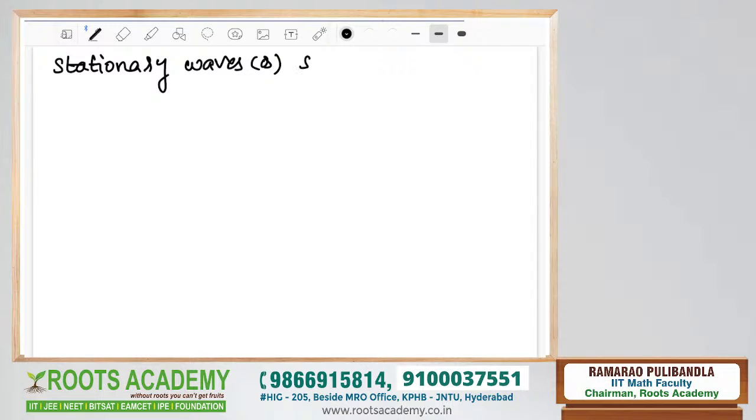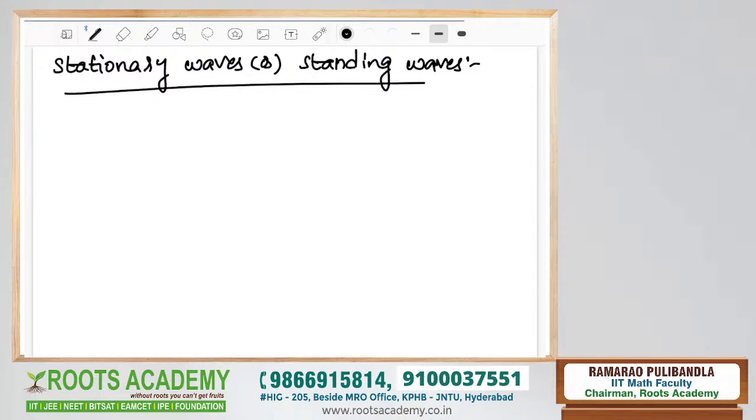Stationary waves or standing waves. When two identical waves traveling along the same straight line with the same speed but in opposite directions are superimposed, the result is a stationary wave. Like when wave 1 is traveling in one direction and wave 2 in the opposite direction, and these two are superimposed, that gives rise to a resultant wave, which is a stationary wave.